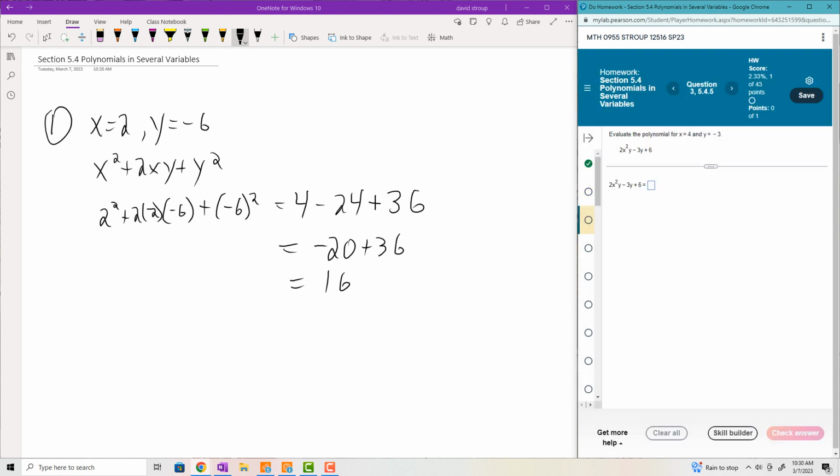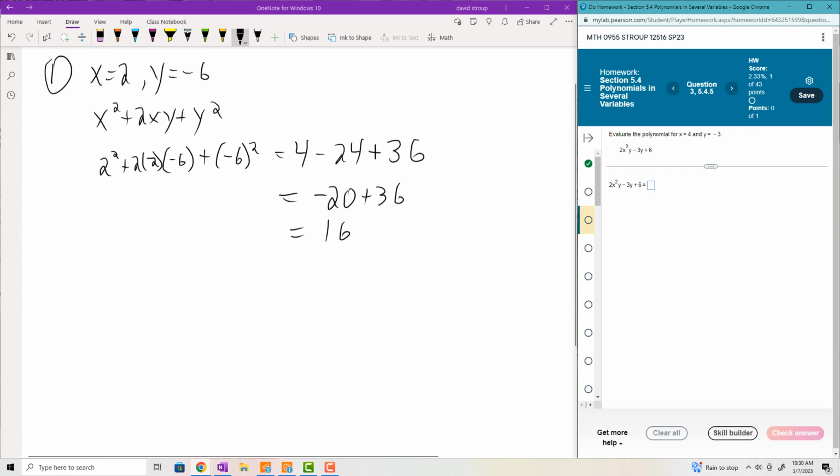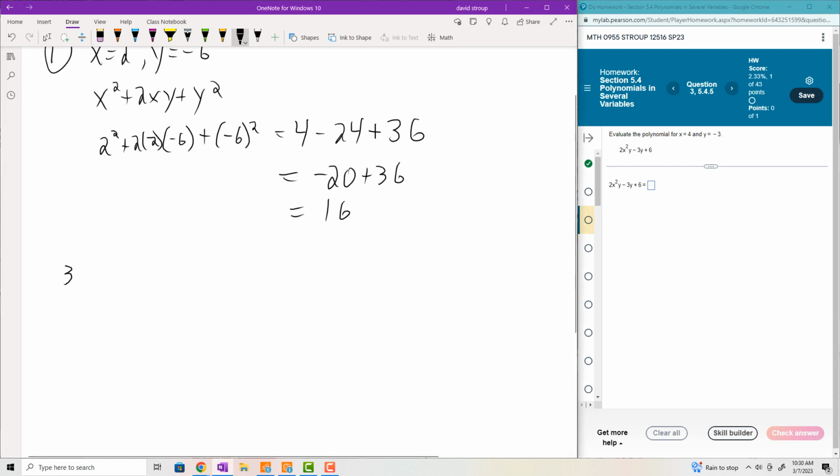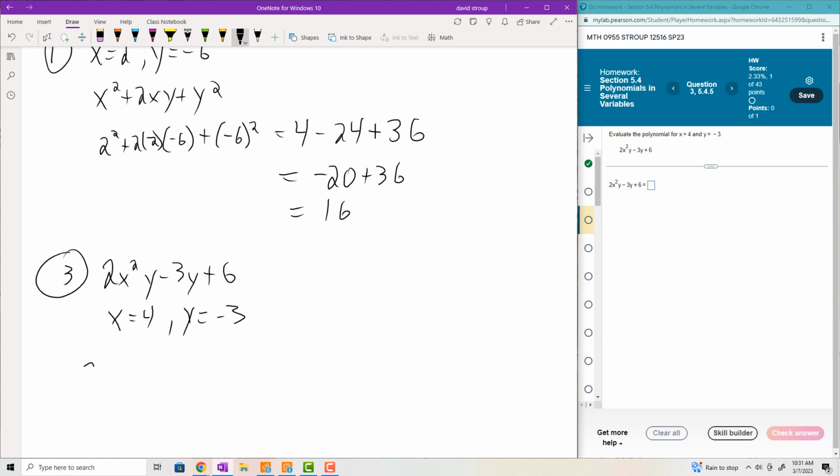Same business here. We'll do one more plug and chug. So number 3. So we have 2x squared y minus 3y plus 6. What the heck are the variables? So let x be 4 and let y be -3. Okay, great. So it'll be 2 times 4 squared times -3 minus 3 times -3 plus 6.